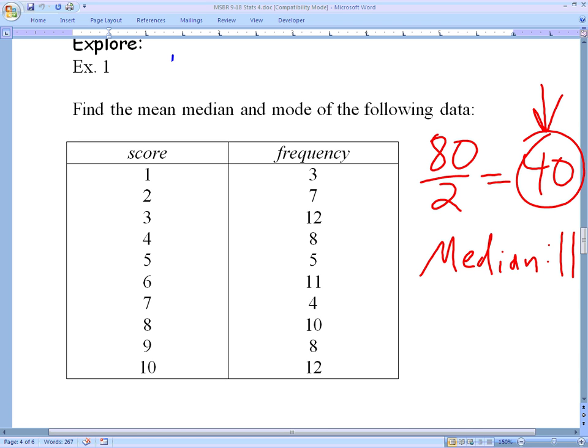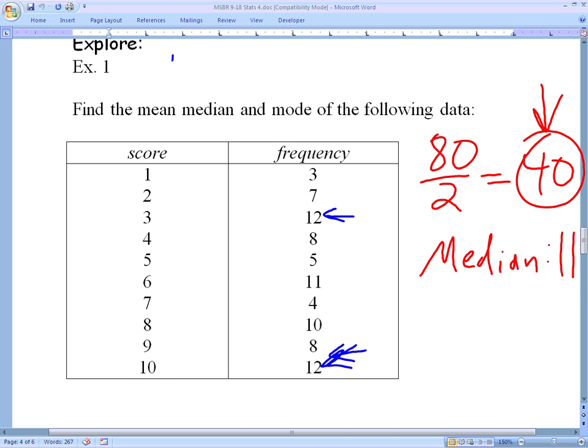And the frequency tells us how often it occurred. Well, I see that this one occurred 12 times, and I see that this one occurred 12 times. Whoops, down here. And none occurred more than that. And so I don't want to write 12. 12 is not my mode. 12 is the occurrence, or the frequency.